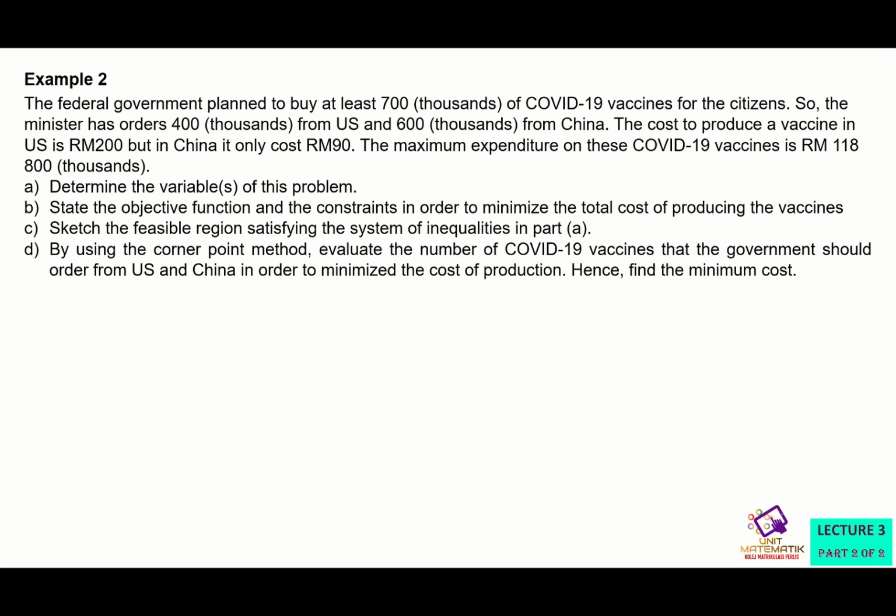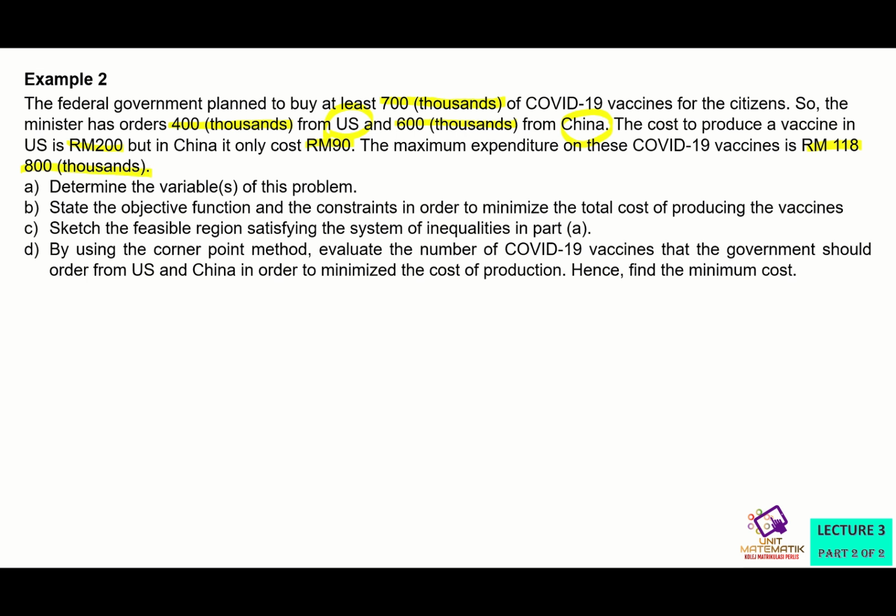Next, let's look at example 2. The federal government plans to buy at least 700,000 COVID-19 vaccines for the citizens. The minister has ordered 400,000 from the US and 600,000 from China. The cost to produce a vaccine in the US is 200 ringgit, but in China it only costs 90 ringgit. The maximum expenditure on this COVID-19 vaccine is 118,800 ringgit.